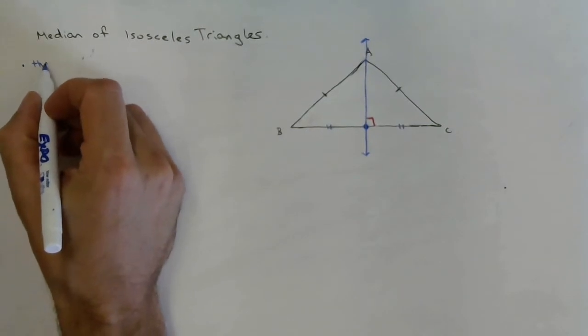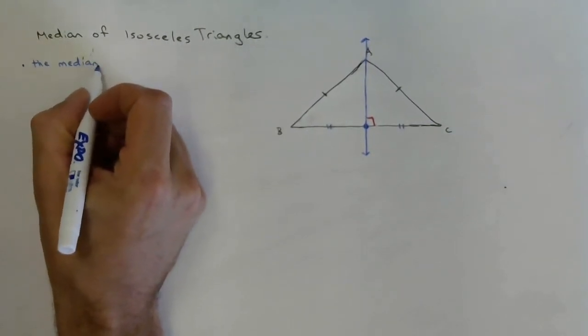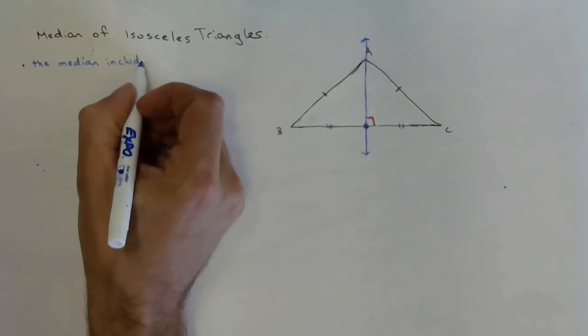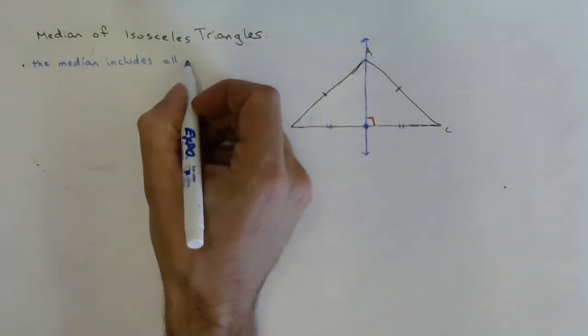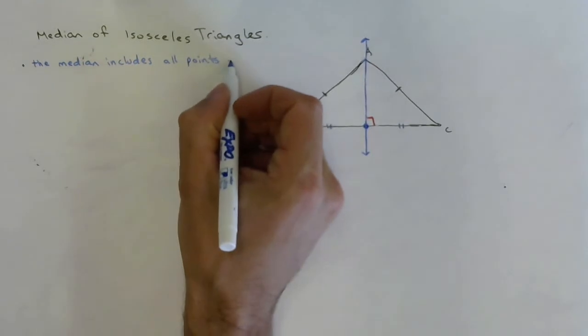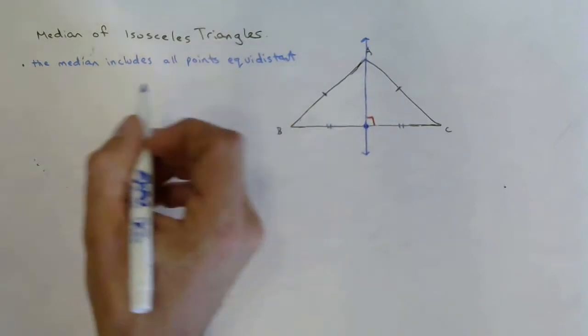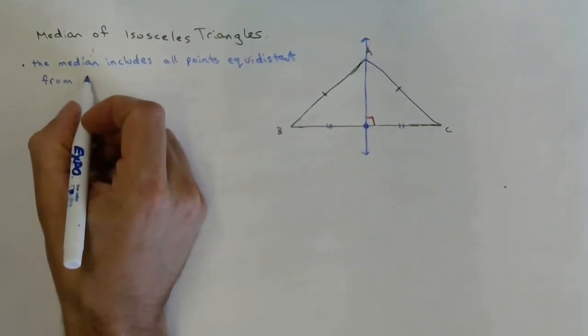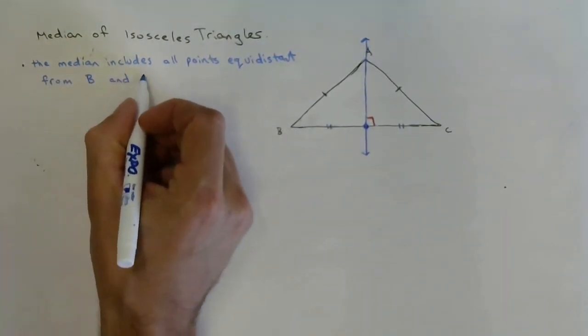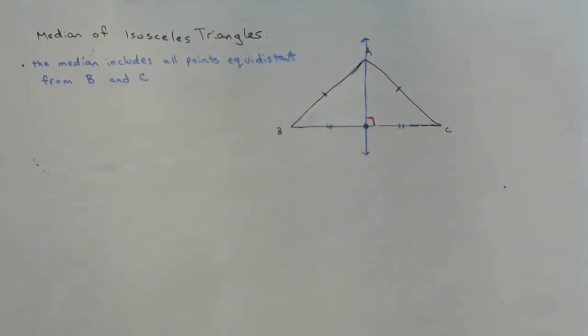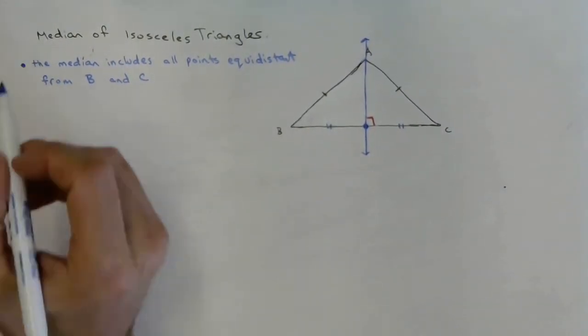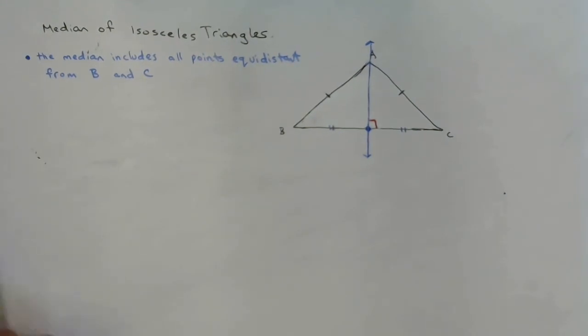The median includes all points equidistant from B and C. Copy that down and then we'll talk about it. The median includes all points equidistant from B and C. So this is going to be the answer to one of your communications questions from last unit.